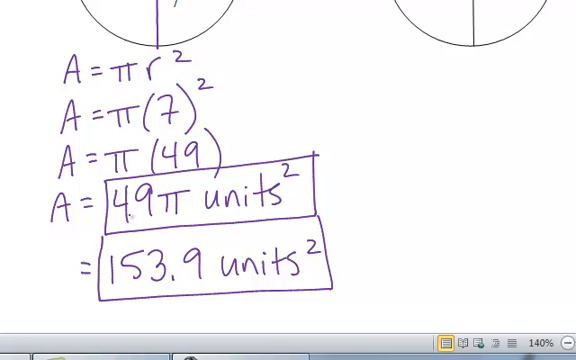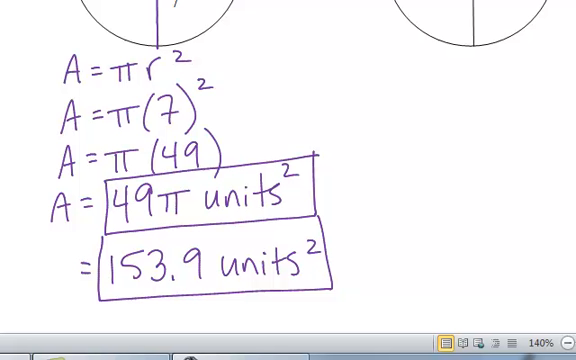So some textbooks keep their answers having pi in them, like this 49 pi and like this 16 pi, and some textbooks will multiply pi and have a decimal. So you'll just have to ask your teacher what form they want your answers in, but it's very easy to go back and forth, so you should know how to give them whichever form they want.